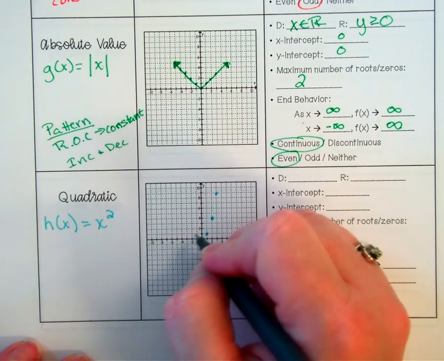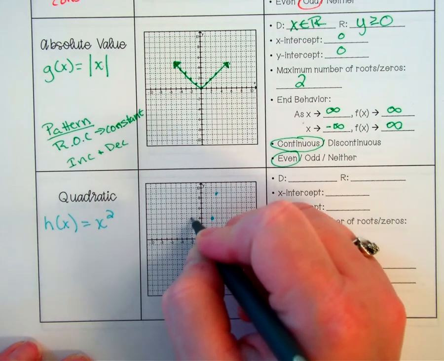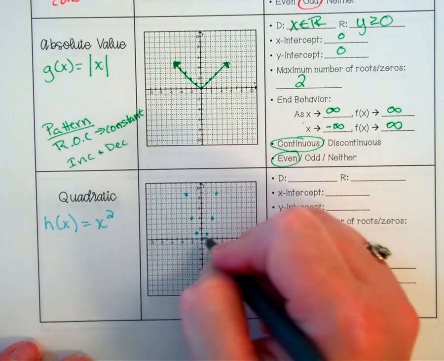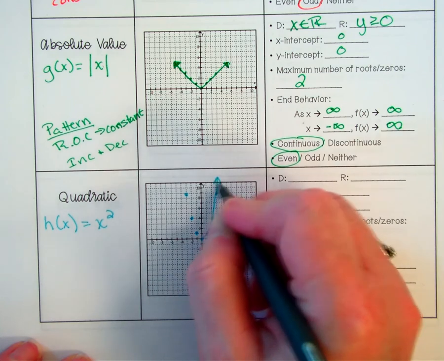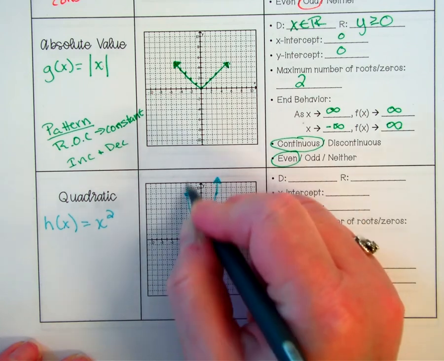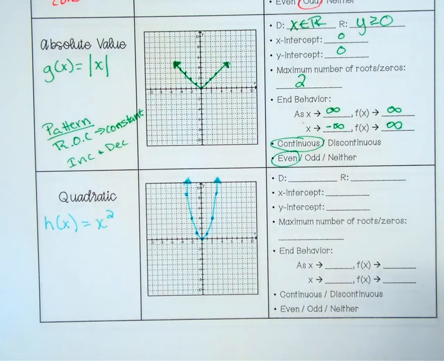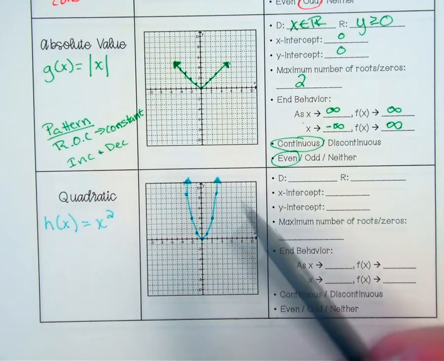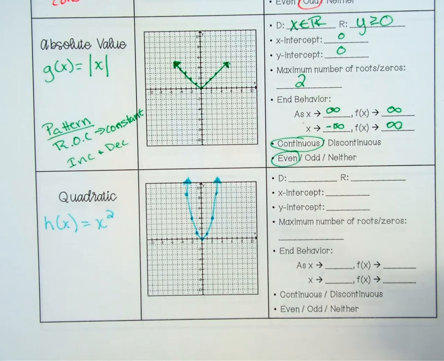Again, you can use your table if you want to from your calculator. I'm squaring these values in my head. So 0 squared is 0, 1 squared is 1, 2 squared is 4, 3 squared is 9. So that's how I get my shape there for that.